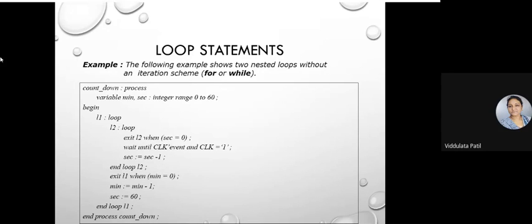And then end of this process. So that means here we have not used any iteration type of skip, but we have used two loops, and these are the nested loops that we have used. So this is one example of having loop statement.